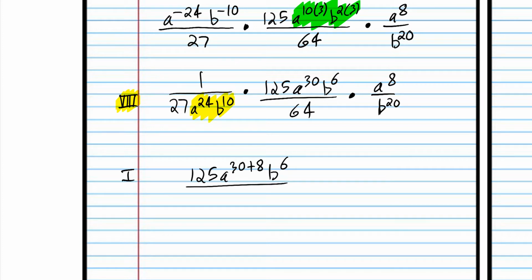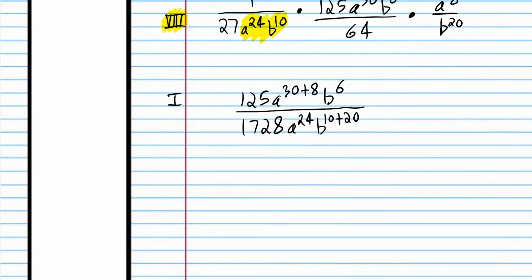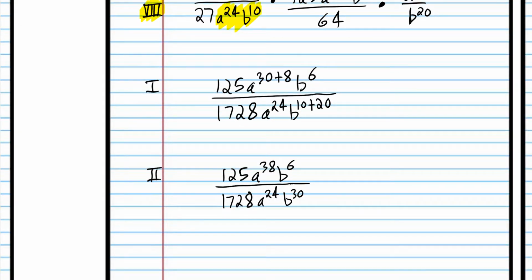And then down below we're going to have to use the calculator because it's kind of a big number. 27 times 64 is 1,728. And we have a to the 24th, b to the 10 plus 20. So that was rule number 1. Now we're going to use rule number 2. So we have 125, a to the 38, b to the 6th, over, let's see, we have b to the 30th. So we just simplified there.